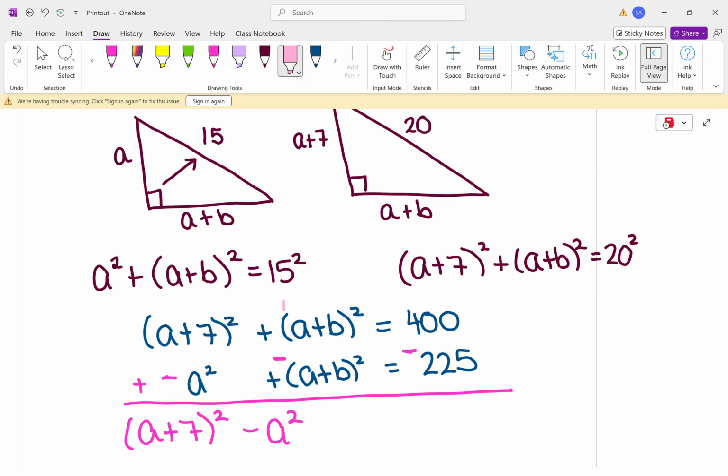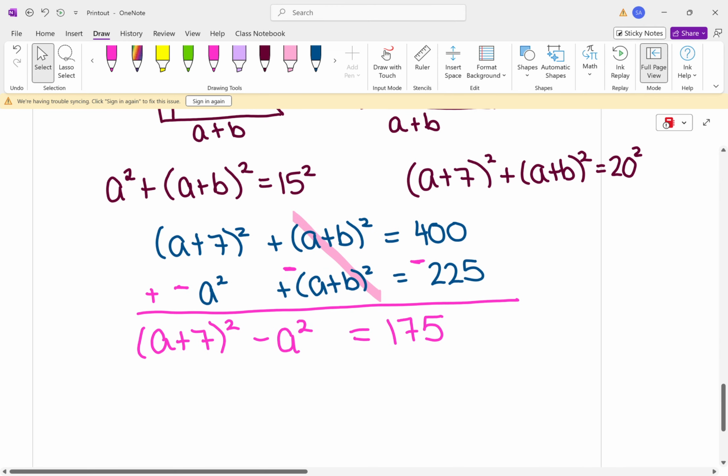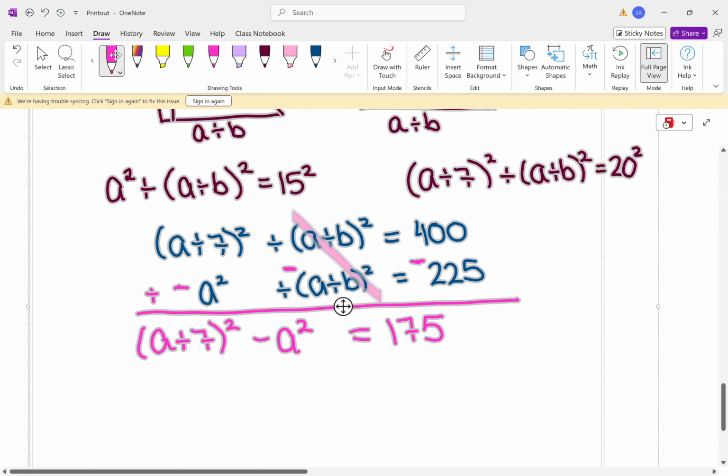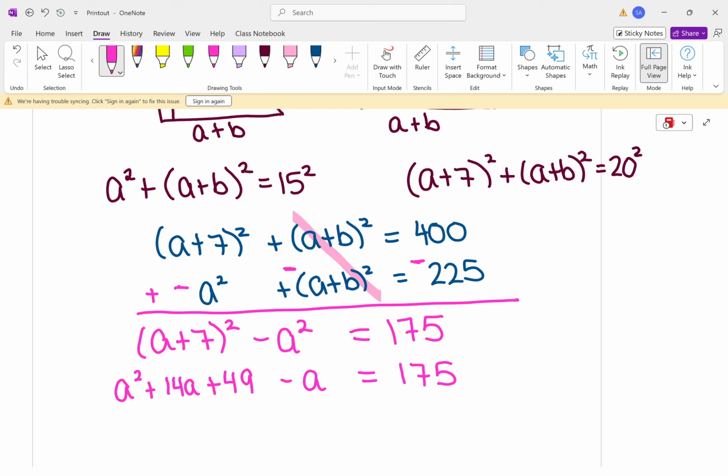So we're going to say A plus 7 quantity squared minus A squared. And then the A plus B quantity squareds cancel. And then we're going to have that equaling, what is it, 175? All right, I'll believe you. So on the left side, I'm going to FOIL this out. If I FOIL this out, I'm going to get A squared plus 14A plus 49. And then we still have the minus A squared equals 175.